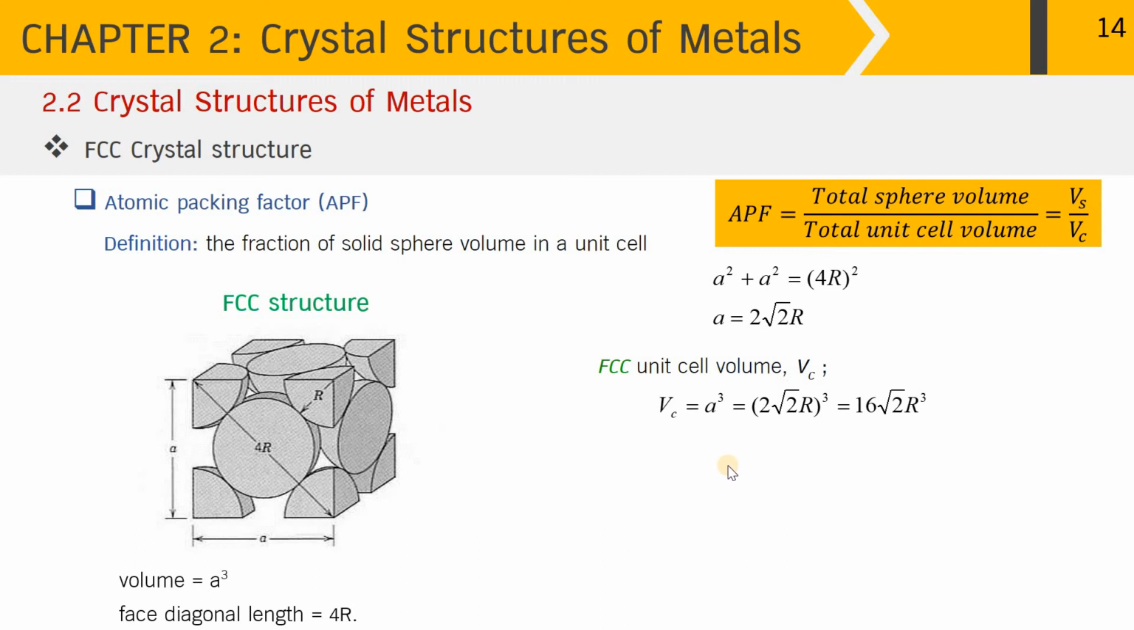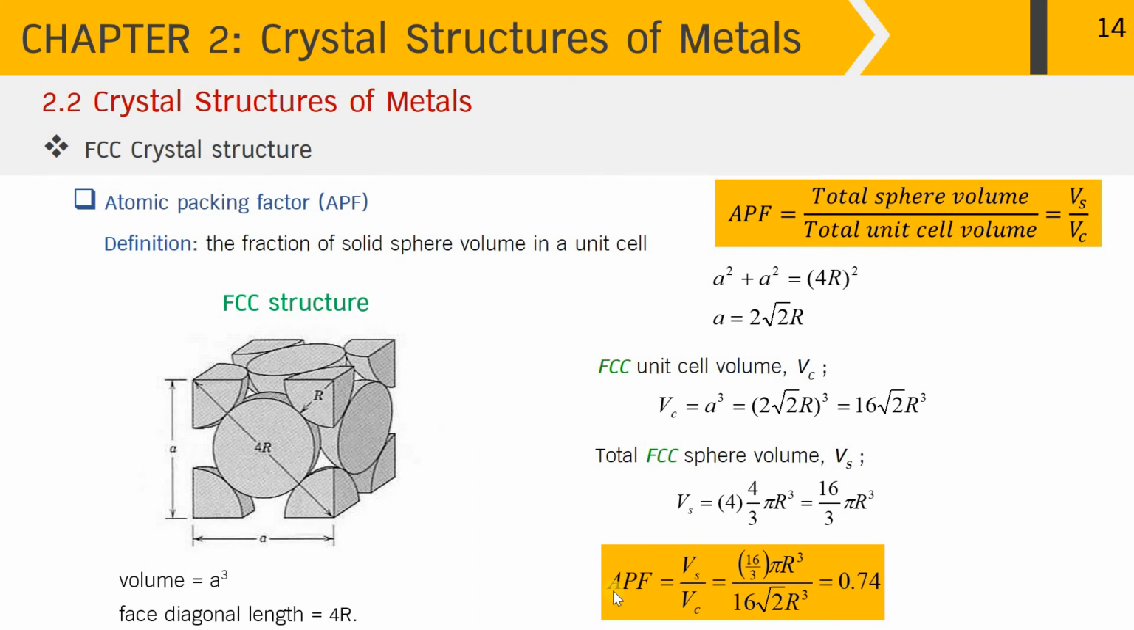So do you remember how many atoms occupy the space within the cube of the FCC structure? There are 4 atoms inside. Next, you have to recall the volume of the sphere. Right, we have here the volume of the sphere is 4 over 3 pi r cubed. Since we have 4 atoms, then we have the total sphere volume as 16 over 3 pi r cubed.